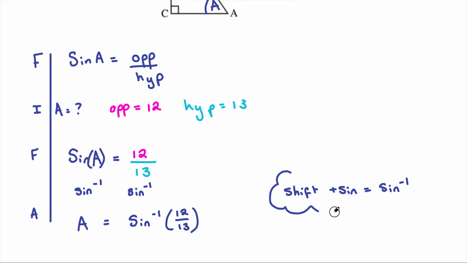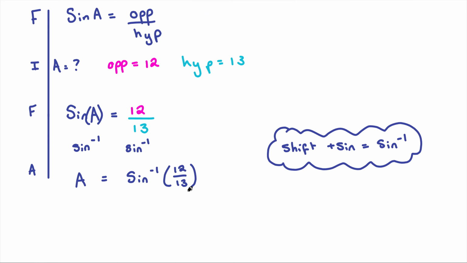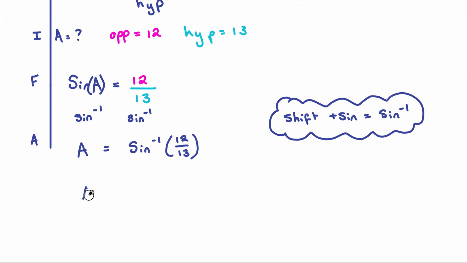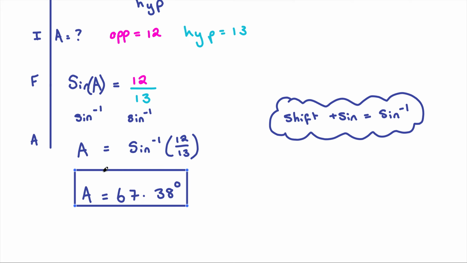Okay, really important that you know how to get that out and when to use it. In this case then, if I go to my calculator and I put that in, I'm going to press shift, second function, and then I press the fraction button and I type it in exactly as I see it on the page. If I do that, I get 67.38 degrees, and that then tells me what the angle was.